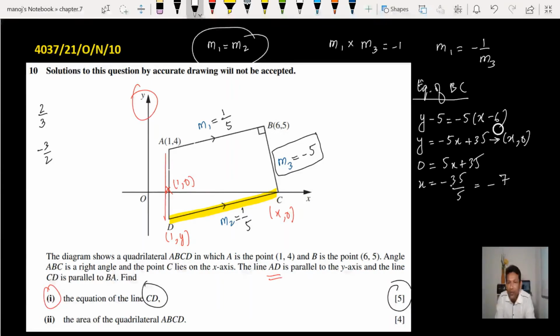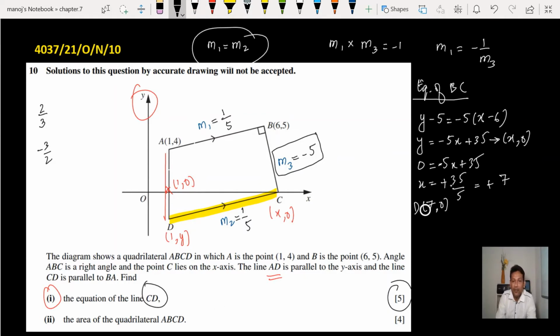Something is wrong. Minus is plus. This is minus 5x, so this will become plus because negative is not possible. You can see it is positive. Okay. So when x is 7, it means the coordinates of D are (7, 0). Okay, we know the coordinates. Can you find the equation of CD now?